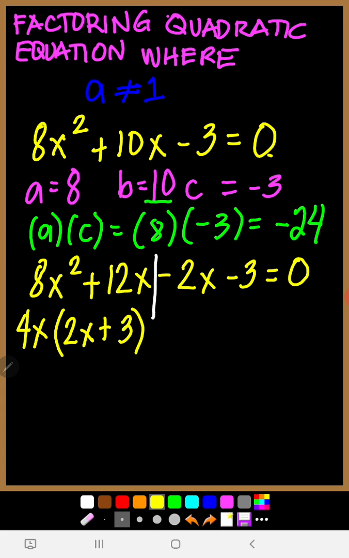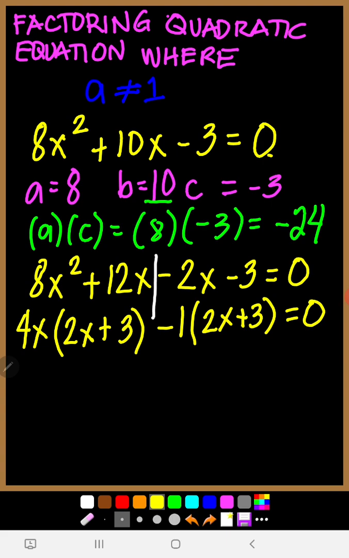Okay, and then let us factor the terms on the right side. We have no common factor for them, so let us use negative 1. Only the negative is their common factor. And then 2x. So to make it negative 2x, this becomes positive 3 equals 0. Right? Negative 1 times 2x is negative 2x, and negative 1 times 3 is negative 3.